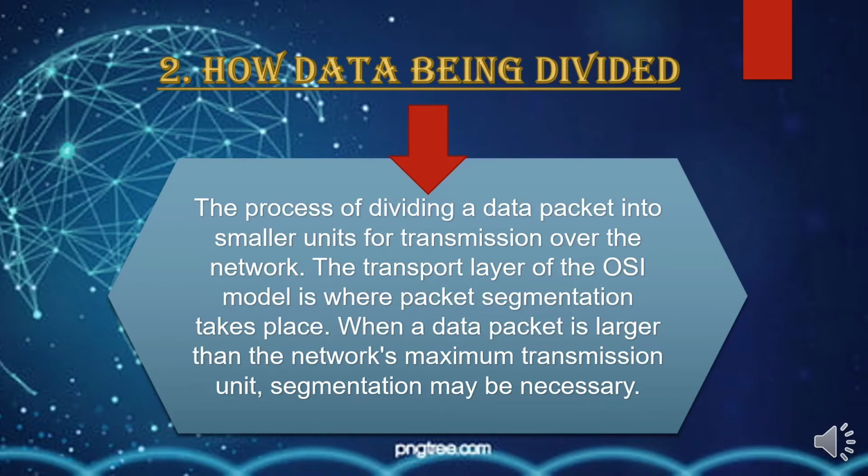The second topic is how data being divided. The process of dividing a data packet into smaller units of transmission over the network. The transport layer of the OSI model is where packet segmentation takes place. When a data packet is larger than the network's maximum transmission unit, segmentation may be necessary.